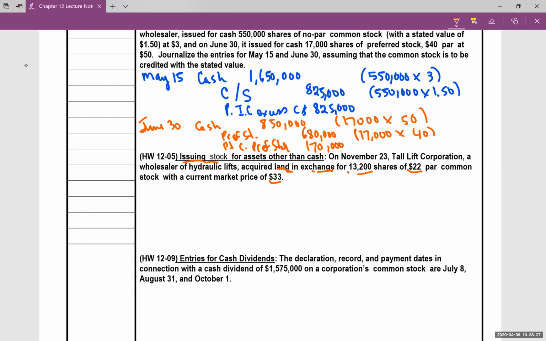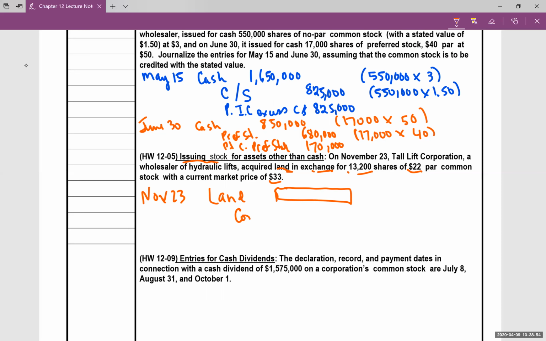All right. I bet you guys are getting good at these. Here's what this is going to look like. November 23rd, instead of cash, which is what we normally debit, what are they getting? They're getting a big old piece of land. Let's hold off on this debit amount, okay? Let's calculate what this land's going to be valued at.